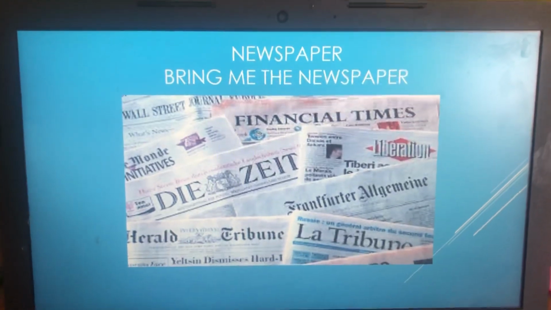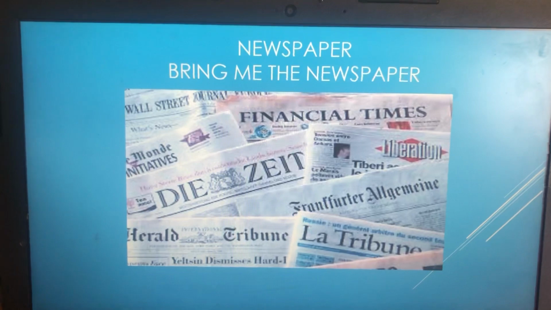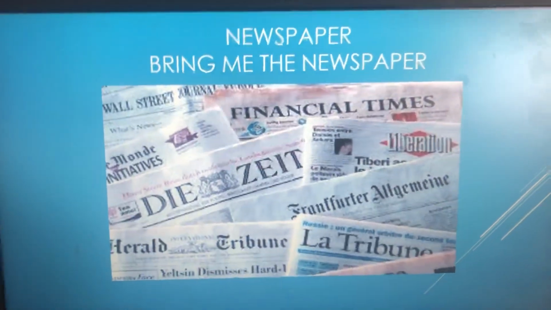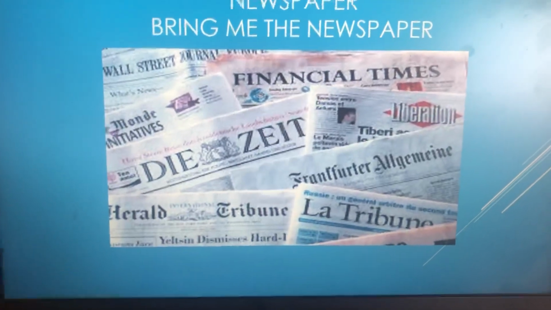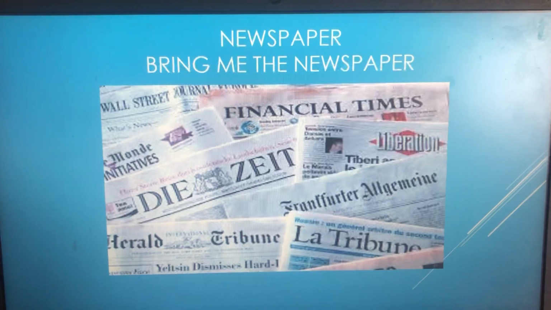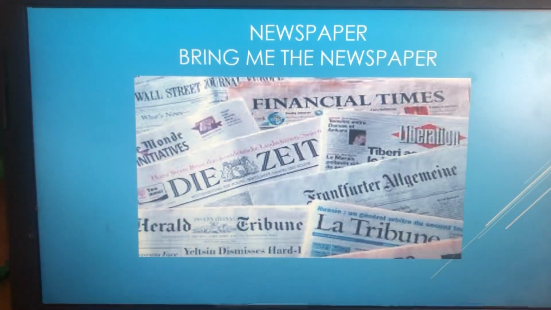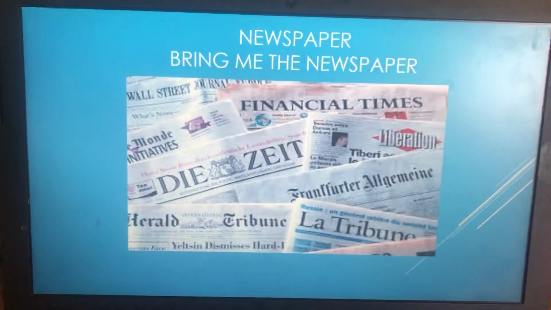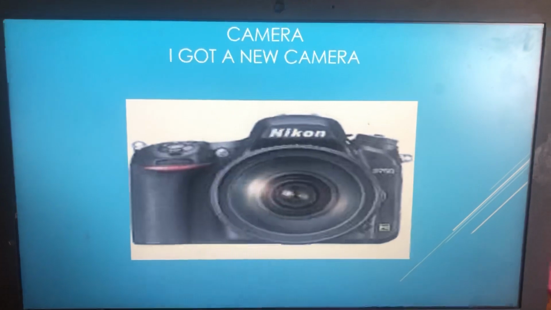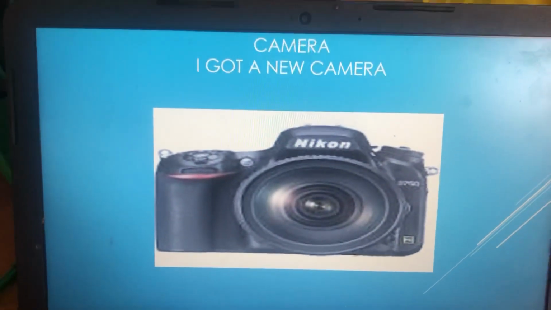Bring me the newspaper. Newspaper is the word, so please repeat newspaper. And newspaper, as you can see, it can be in Mexico. There exist different types of newspaper. For example, Excelsior, Milenio. I cannot remember another one, but I'm pretty sure that you can imagine another one right now. So it's newspaper.